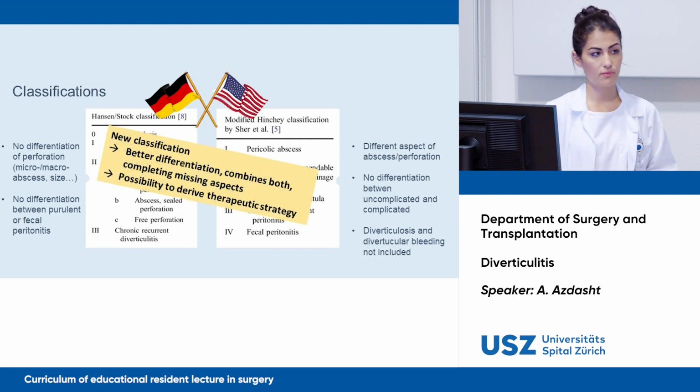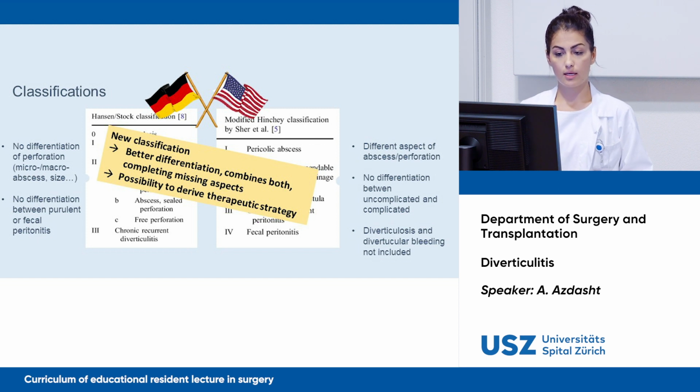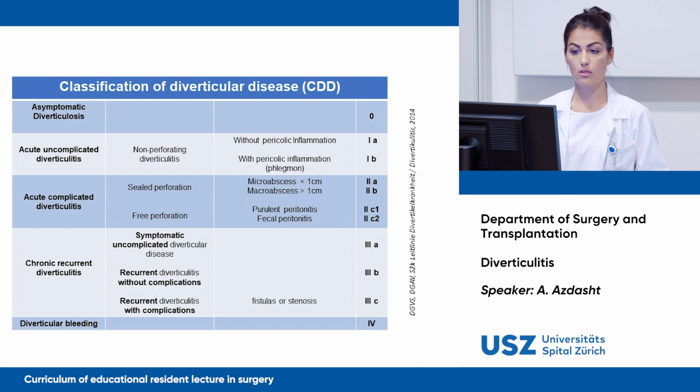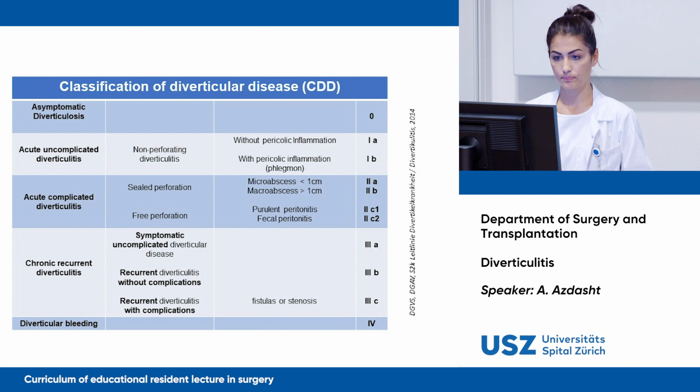So there is a new classification published by the German guidelines in 2014 that shows a better differentiation. It combines the aspects of both classifications and completes the missing aspects as well. And a very strong advantage of this new classification is the possibility to derive therapeutic strategies. This classification is called Classification of Diverticular Disease, abbreviated CDD.